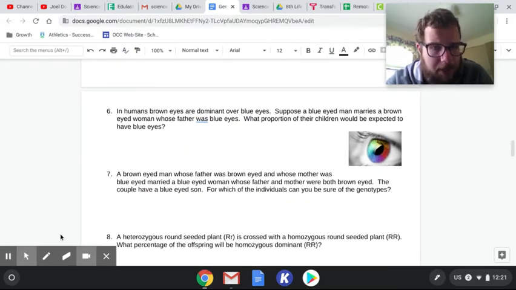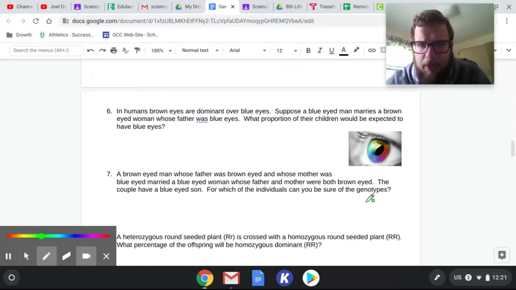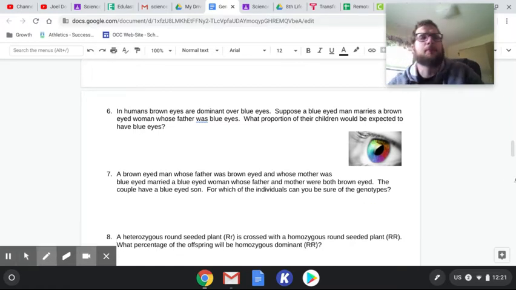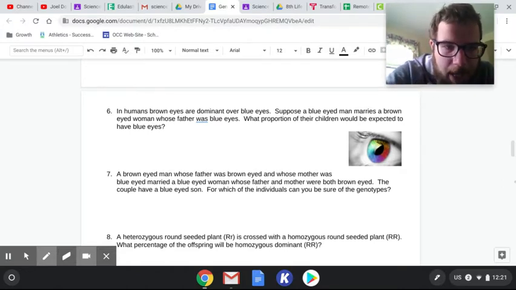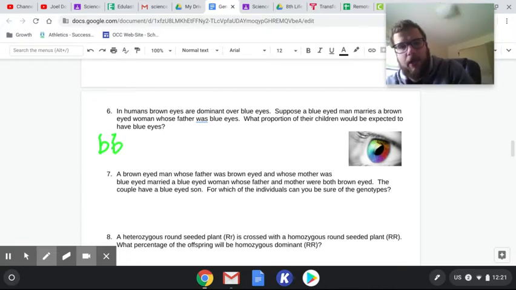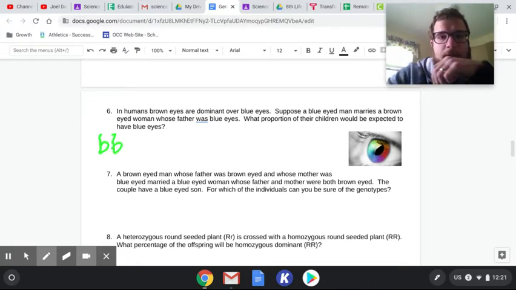In humans, brown eyes are dominant over blue eyes. Suppose a blue-eyed man marries a brown-eyed woman whose father was blue eyes. What proportion of their children would be expected to have blue eyes? Now, this is a thinker. What do we know easily right off the bat here? We know that a blue-eyed man has to be little b, because that's the recessive trait. If he's blue-eyed, he's got to have 2 little b's.